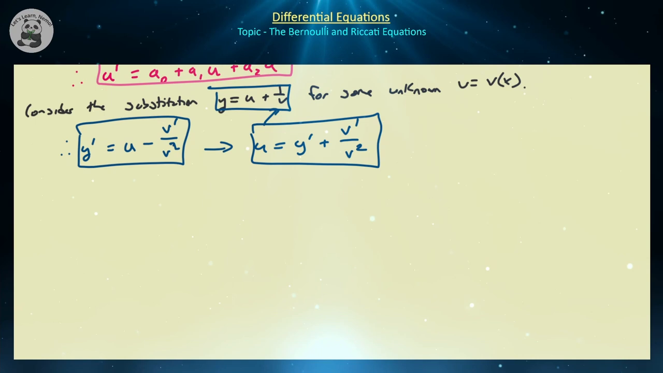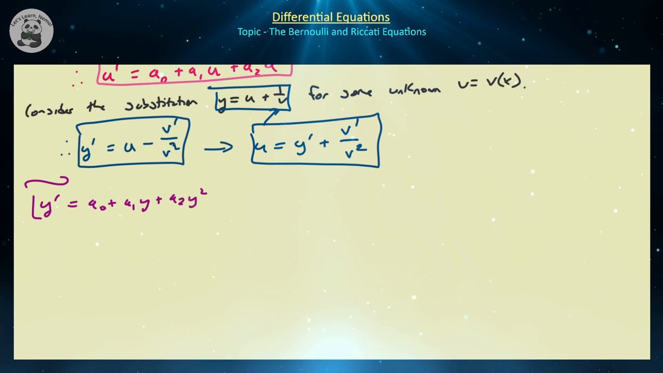Okay. All right, so now we're going to use the assumption that y is a solution to our differential equation. Keep in mind that y prime was equal to a0 plus a1y plus a2y squared for all solutions y.